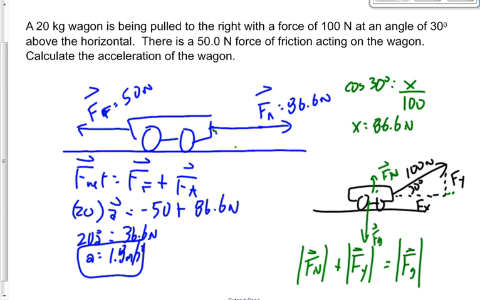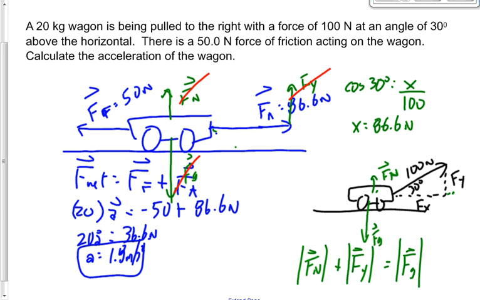So, in the end, does gravity balance out the normal force? No, but does gravity balance out something? Yes, it balances out the normal force and the y component combined. So, what are we left with? We're left with the force of friction and the x component of the applied force. That's why the wagon doesn't move upwards. You pull upwards on the wagon, but it doesn't go upwards because the y component of your applied force and the normal force combine to balance the force of gravity.